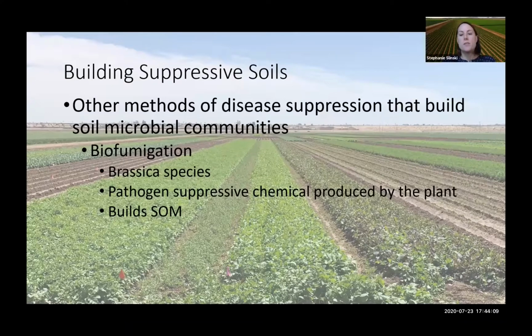There are some other methods to suppress disease and build soil microbial communities, including biofumigation. Biofumigation is the use of a brassica green manure that releases isothiocyanates when the debris is incorporated into the soil and irrigated. This is a chemical similar to the active agent of the fumigant metam sodium. And the addition of the green manure helps to build soil organic matter and build the microbial biomass in the soil. The most consistent success with this method is against nematodes.